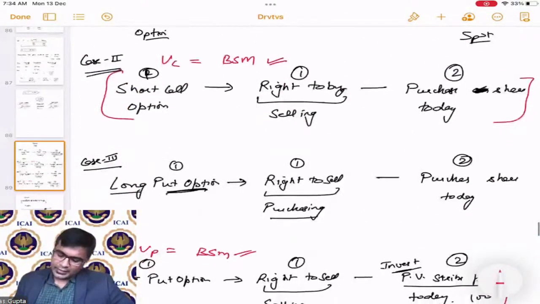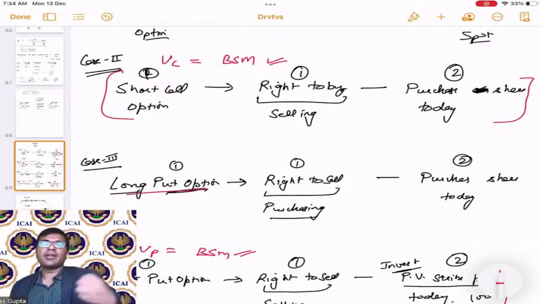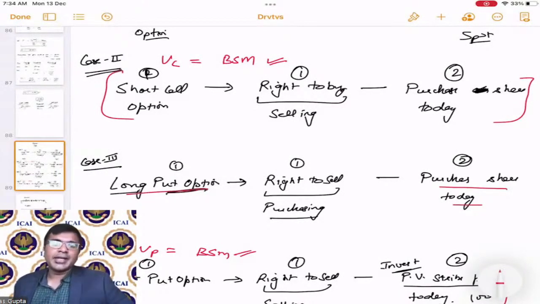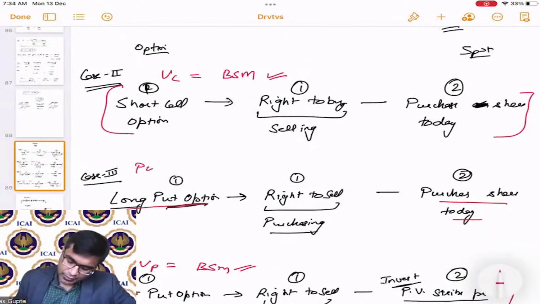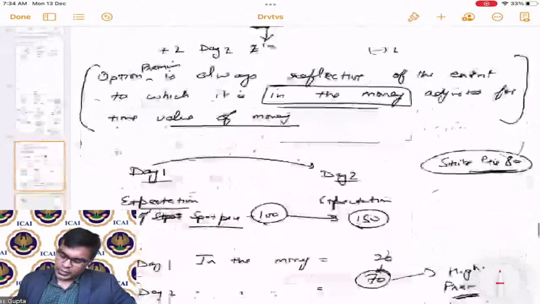And then the third case was if we are doing the long put option, that means we are purchasing the put option, that is the right to sell. For that, we have to purchase a share today. Then only we will be able to sell it on the expiry date, correct? So this also we are going to use under put call parity theory. Now let us go to the concept.